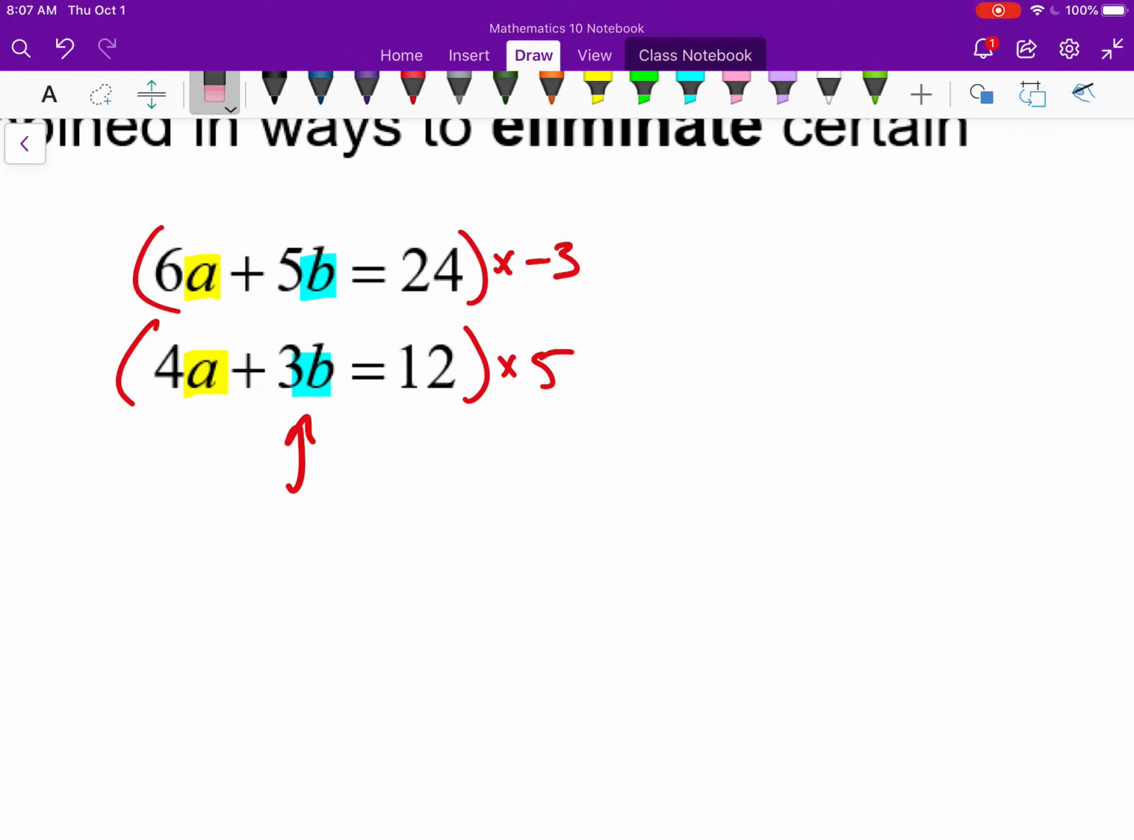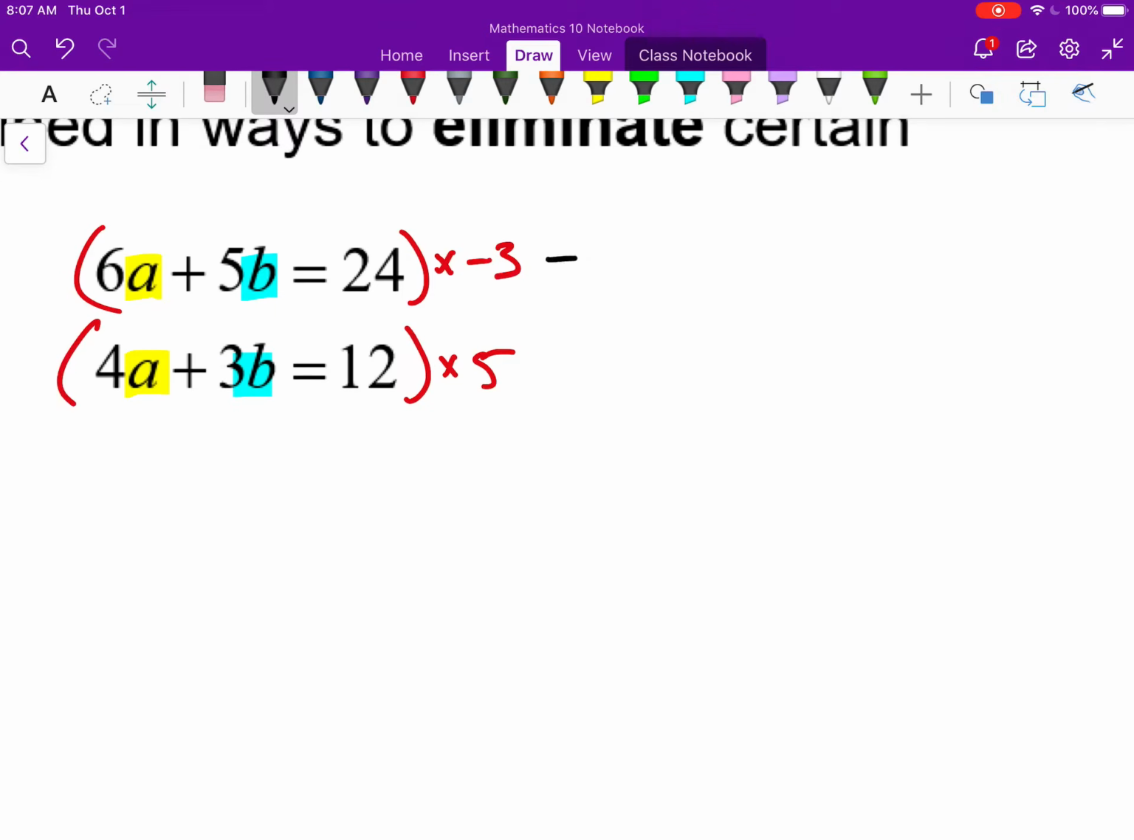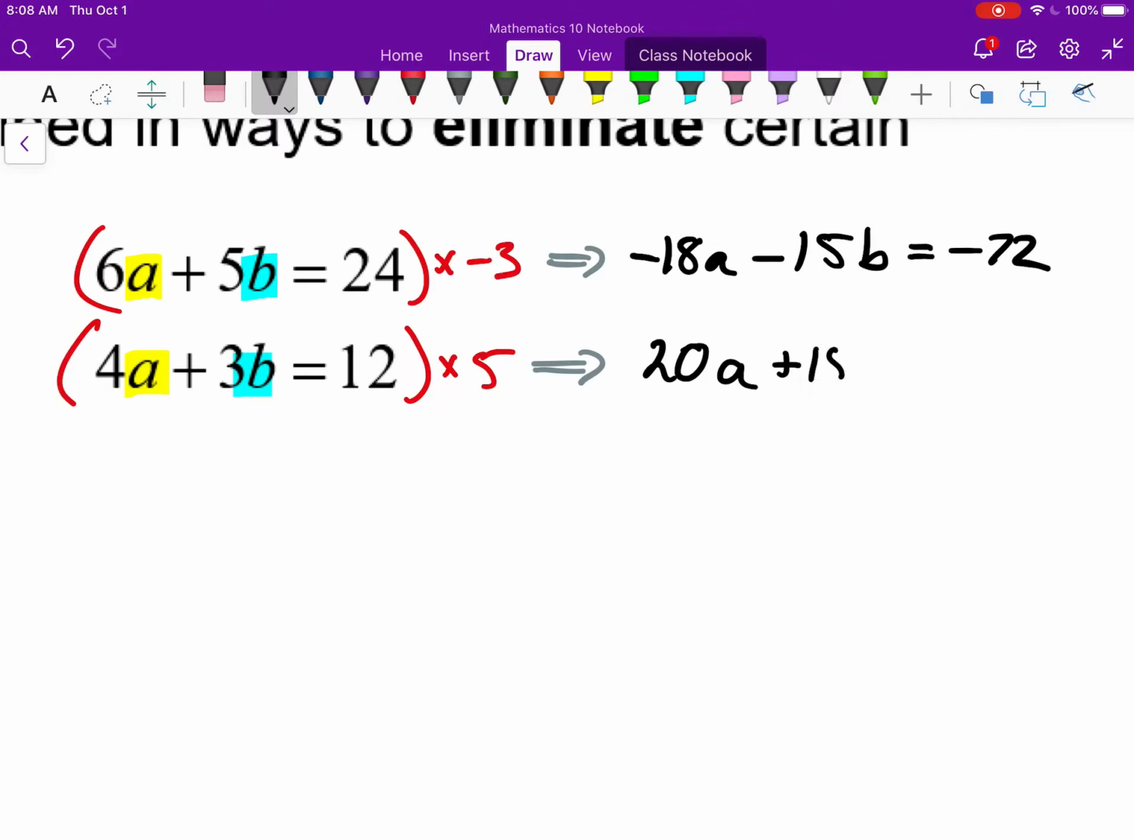So let's just do it. I have to make sure I multiply everything in the top equation by negative 3, otherwise the equation's no longer equivalent. So for the top equation, multiplying everything by negative 3, I get negative 18a minus 15b equals negative 72. Right, multiply both sides. And for the bottom equation, I chose to multiply everything by 5. It's not the only way of doing it, but this will work. Multiplying everything by 5 here, I get 20a plus 15b equals 60.